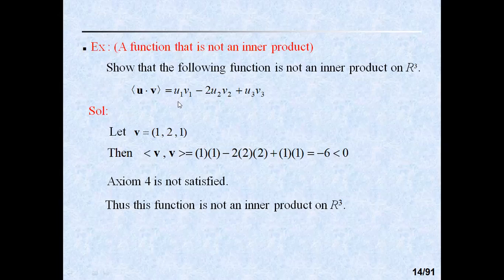u comma v is equal to u1 v1 minus 2 u2 v2 plus u3 v3. Take v equal to (1, 1, 1). The inner product of v comma v is equal to 1 into 1 minus 2 into 1 into 1 plus 1 into 1, that is equal to minus 1, because a negative term is there. That is less than 0. That's why, taking such a three-dimensional vector, axiom 4 is not satisfied because a negative term is there.